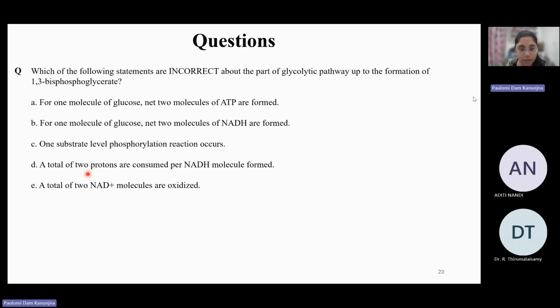So the conversion till 1,3-bisphosphoglycerate, there are 7 steps there. So you need to remember how many ATPs were used, and how many NADH or NAD plus were used and formed. That's what the question is all about.